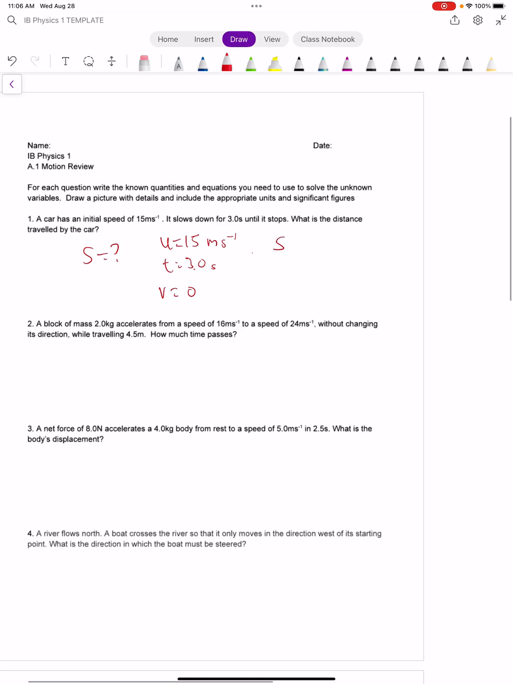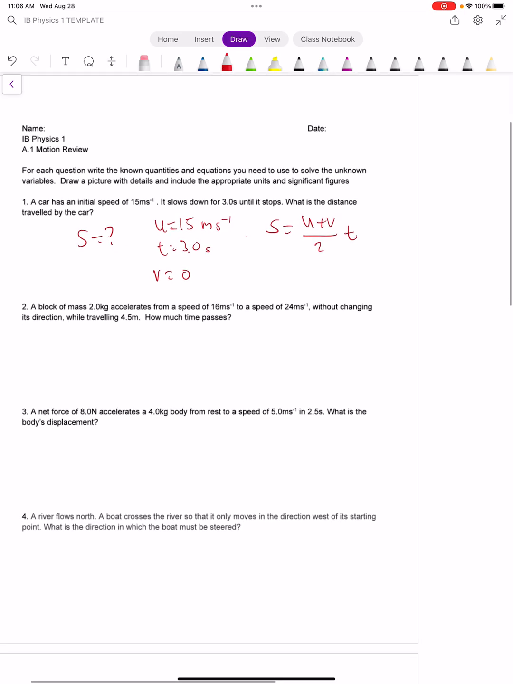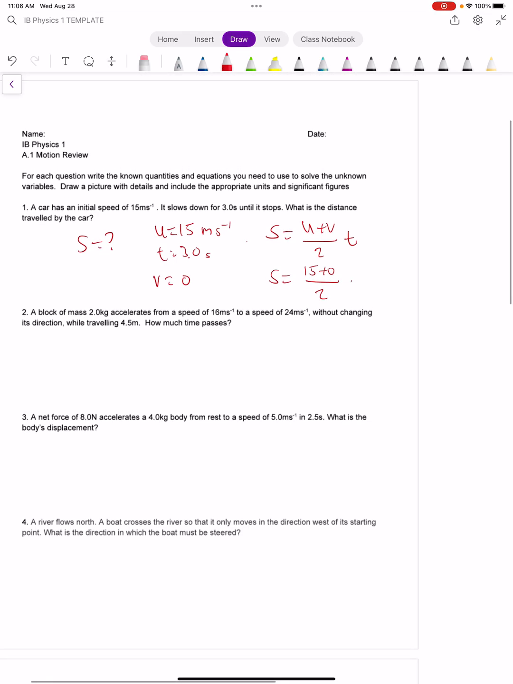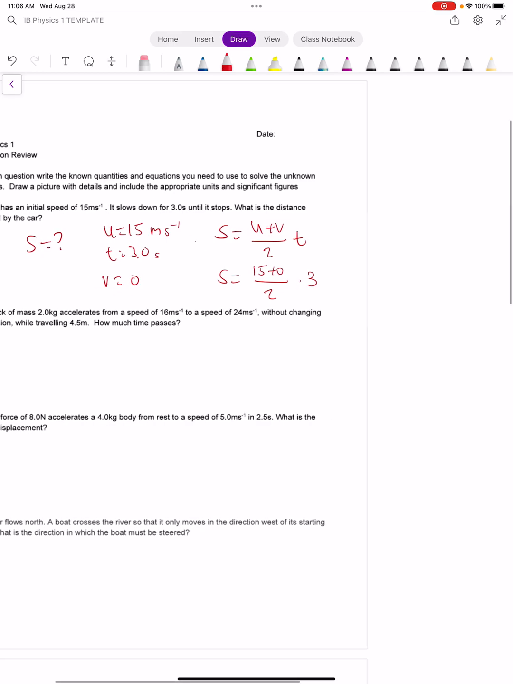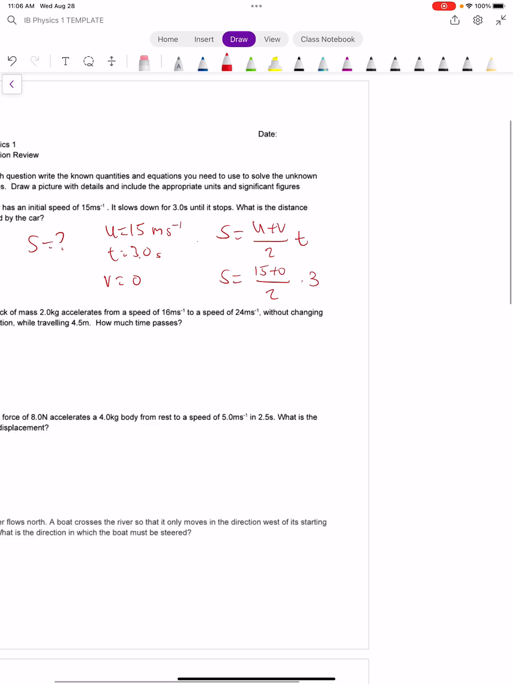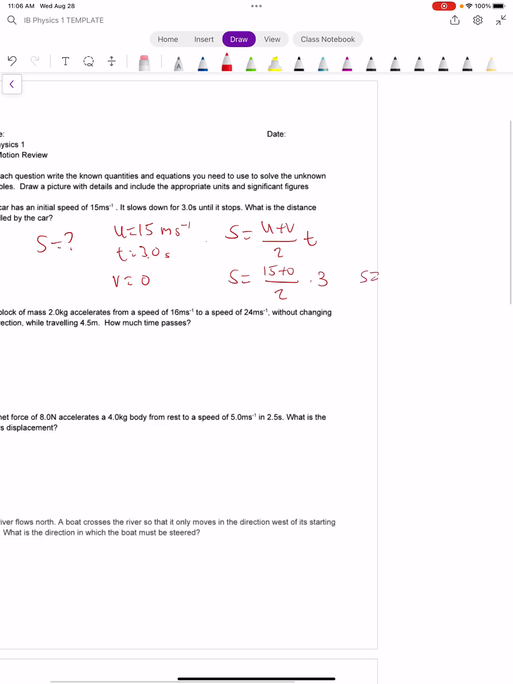I'm going to use this equation. This is the equation we're going to use for a lot of our problems today. Then I'm going to substitute the values right into the equation. So s equals 15 plus 0 divided by 2 times 3. Okay, so I'm going to get my calculator out. That's going to be about 7.5 times 3. So s equals 7.5 times 3, about 22.5. That sounds about right. And that's in meters.